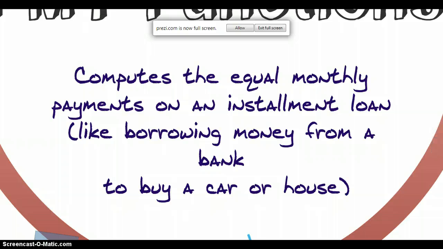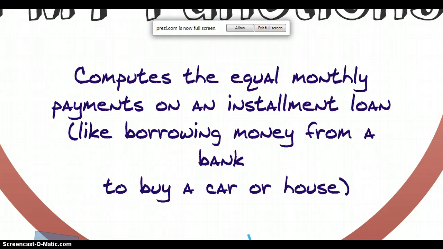A PMT function is going to compute the equal monthly payments on an installment loan. You would use this type of payment when you are going to buy a car or a house. So when you hear your parents talk about their mortgage, that means that they have borrowed money from the bank and they are paying it back on a monthly basis.